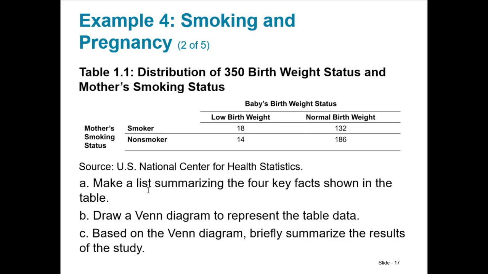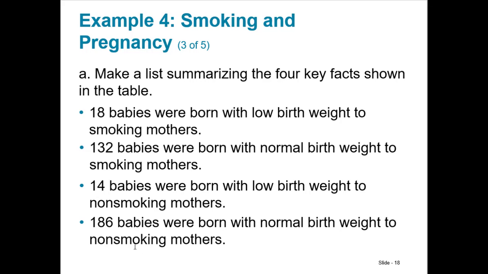So, A, we can make a list summarizing the 4 key facts shown in the table. B, we could draw a Venn diagram to represent the data table. And C, based on the Venn diagram, we could briefly summarize the results of the study. So we start off, make a list summarizing the 4 key facts. 18 babies were born with low birth weight to smoking mothers. 132 babies were born with normal birth weight to smoking mothers. 14 babies were born with low birth weight to non-smoking mothers, and 186 babies were born with normal birth weight to non-smoking mothers.